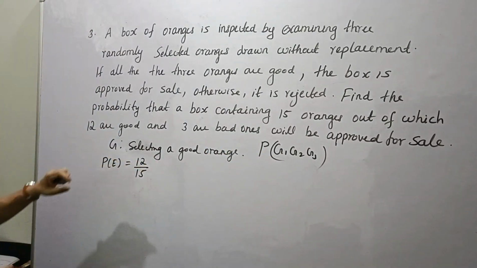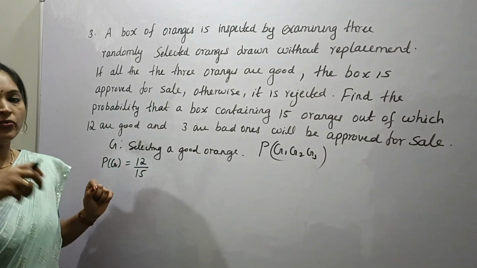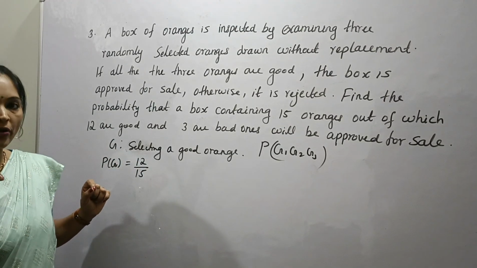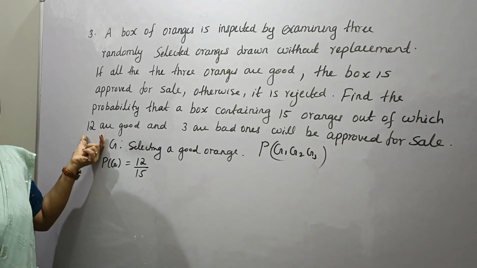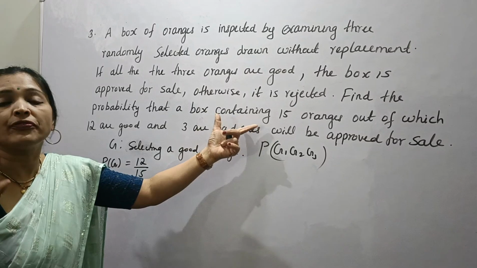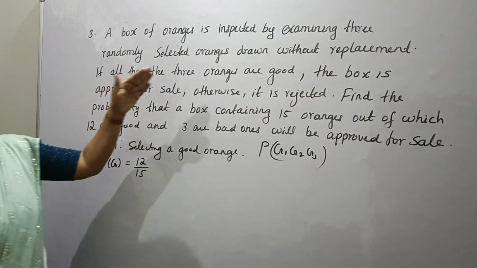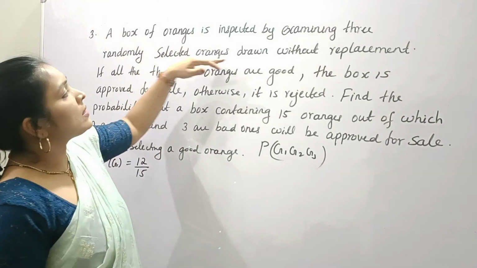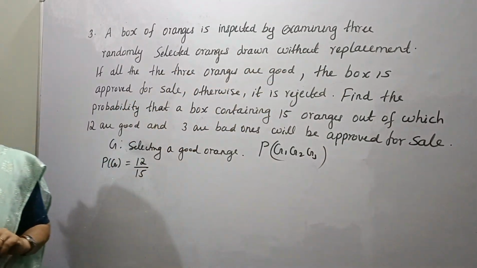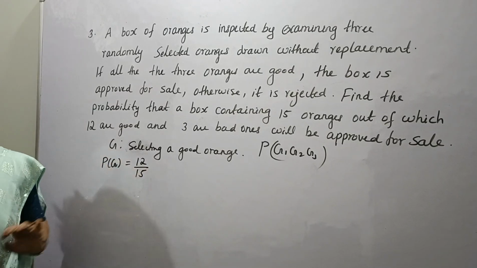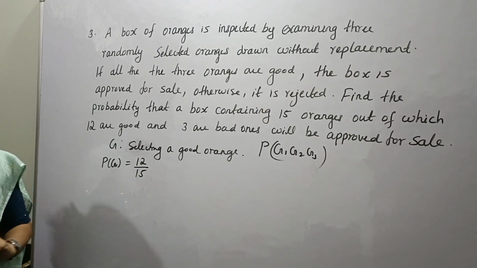Now it is the probability of G1, that is, selecting the first orange. That is 12 divided by 15. There are a total of 12 good oranges and a total of 15 oranges. Okay, so 12 divided by 15. And it is given that 3 oranges are drawn without replacement. Therefore, here 1 orange is reduced. After selecting 1, for the second one, 1 orange is reduced.